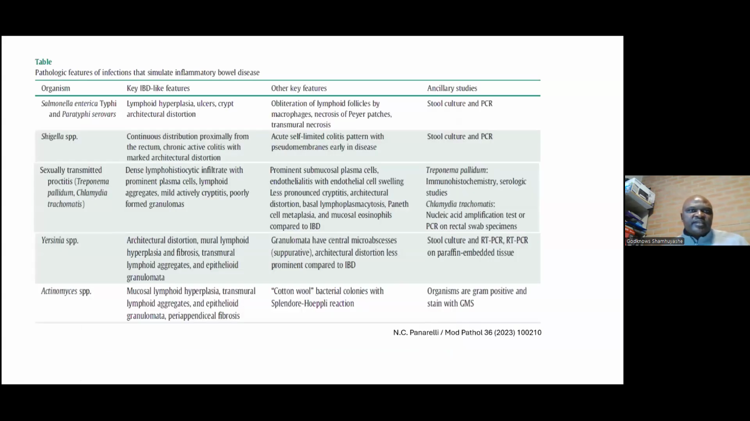So there are other infections which can simulate inflammatory bowel disease, of which the pathologist has to have a high index of suspicion. You have Salmonella typhi, Shigella, and you can also have sexually transmitted disease. You can have Yersinia species and also actinomyces. So you have to find other key features which might be different from the IBD to really pick up these organisms, and with the help of culture, of course.